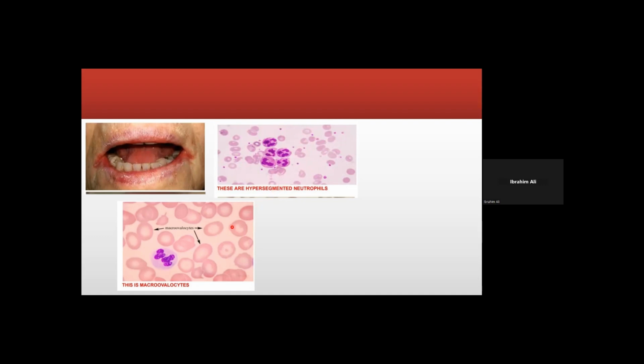Now, this one is also a macro-ovalocyte. I haven't put the one with the neutrophils and the red blood cells together, but I will send you an image. Take a look, inshallah.